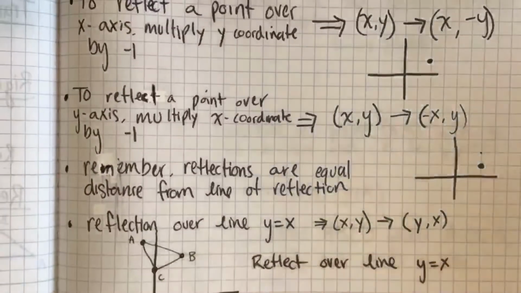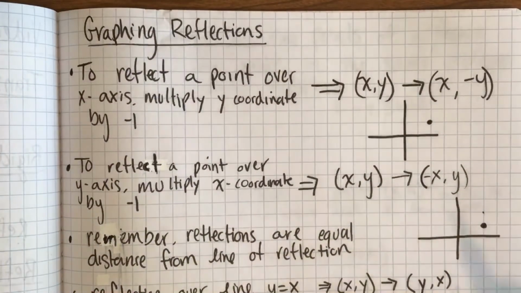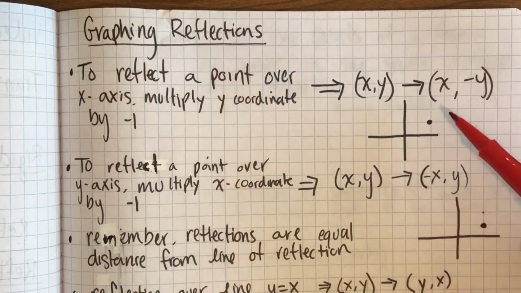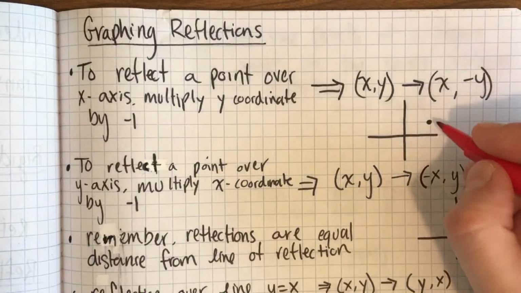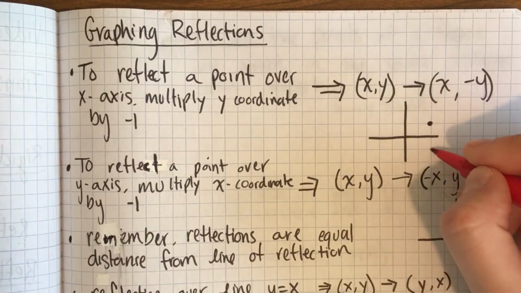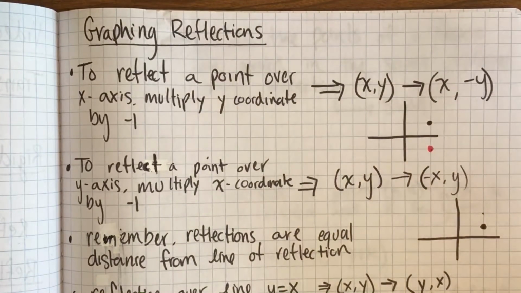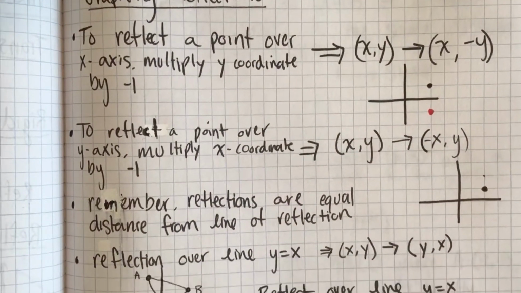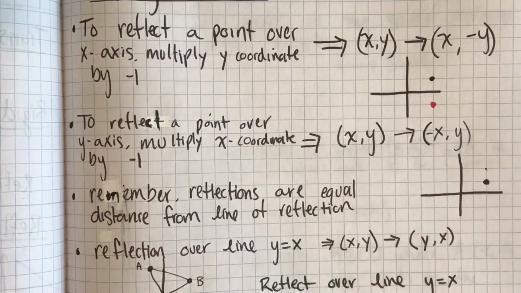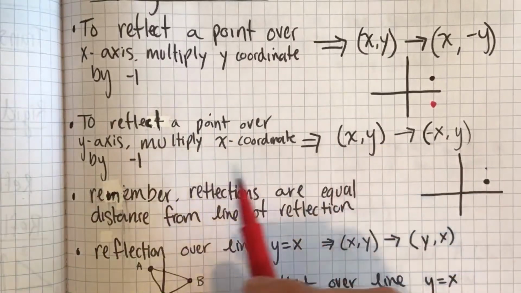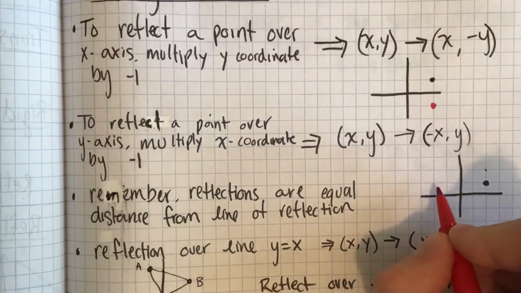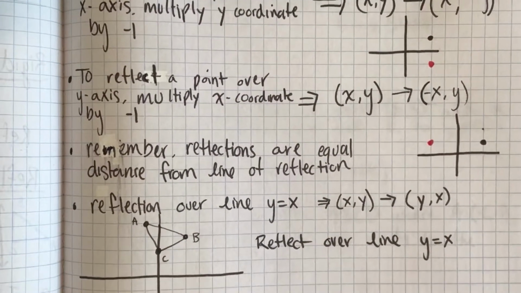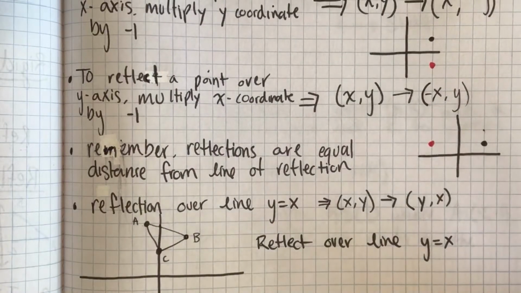All right, so when we graph reflections, if our line of reflection is the x-axis, we multiply our y-coordinate by -1. So to graph this over our x-axis, my new point would be down here. Okay, I just simply change my y value to negative. If I wanted to reflect over the y-axis, I change my x value and I multiply that by a -1. So my new point would be over here. Okay, and reflections, again, are equal distance from the line of reflection.